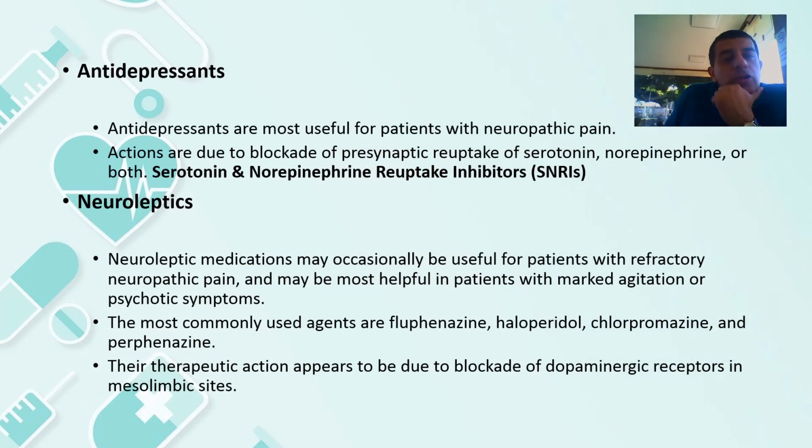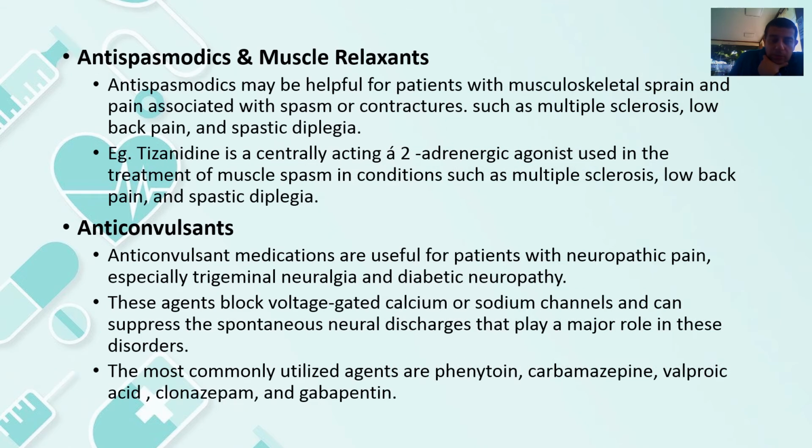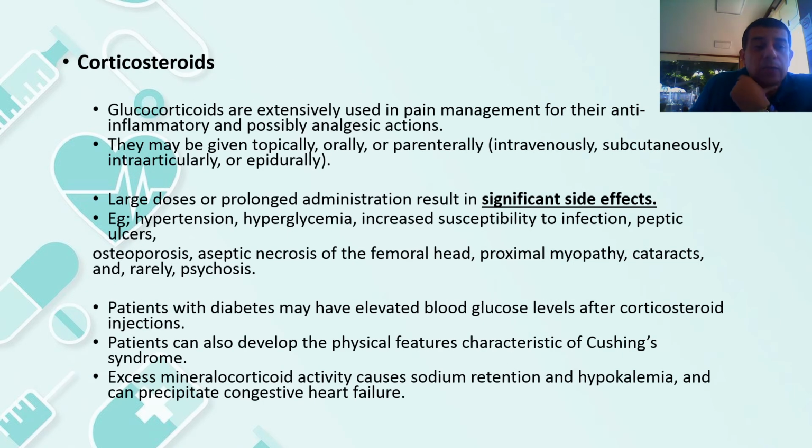What about other pharmacological drugs that we give to reduce pain? We can also give antidepressants, which are very important in some cases. We can give anticonvulsants, antispasmodics and muscle relaxants. We can give cortisone in different ways, but we should take into consideration that cortisone has some side effects, including hypertension, hyperglycemia, and even some cushingoid features may appear in patients who receive chronic cortisone or high doses of cortisone for a long time.